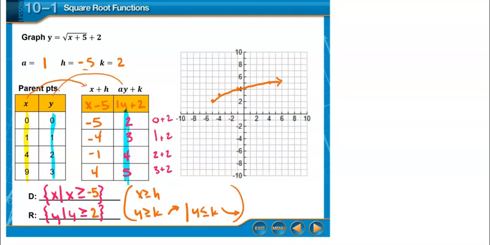And this makes sense because this plus 2 means it's going to go up 2. This x plus 5 means we're going to go to the left 5, which is what happened to our starting point. The 1 means it's not reflected, it's just translated. It's not even stretched. And then I put these in parentheses. These are just to remind you where the domain and range come from.